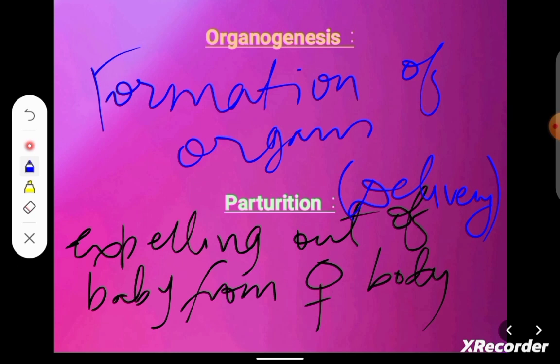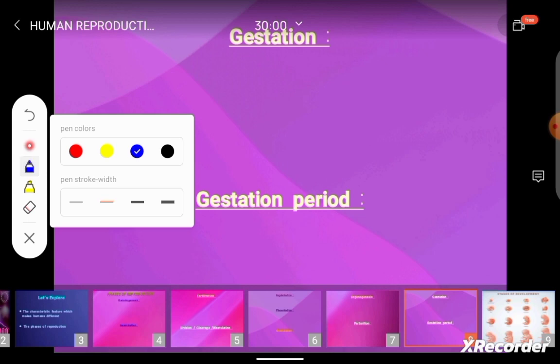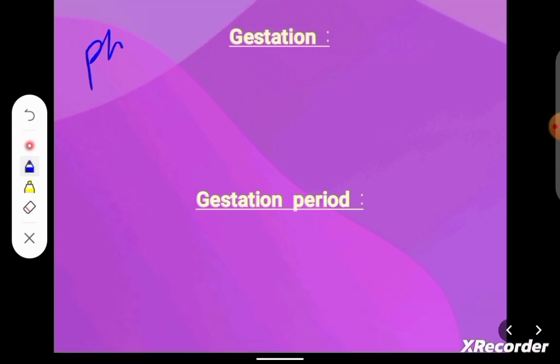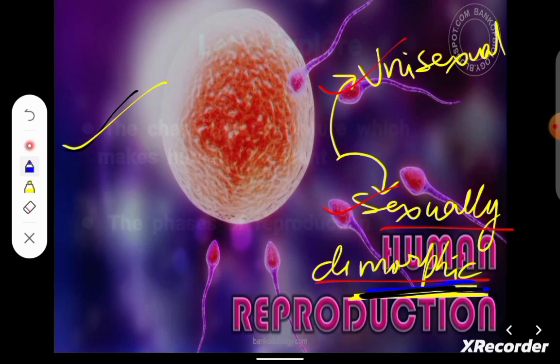Now, gestation and gestation period. We have heard this term. What does this mean? The steps 3 to 9. See, what are the steps 3 to 9? Let me write here the phases. 3 to 9 is the gestation. What are the phases from 3 to 9?